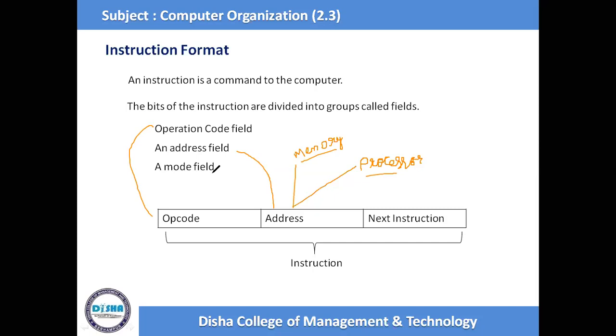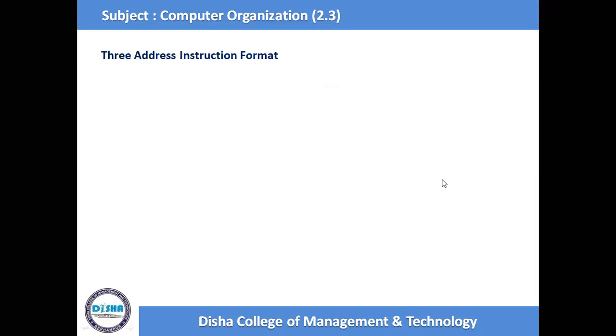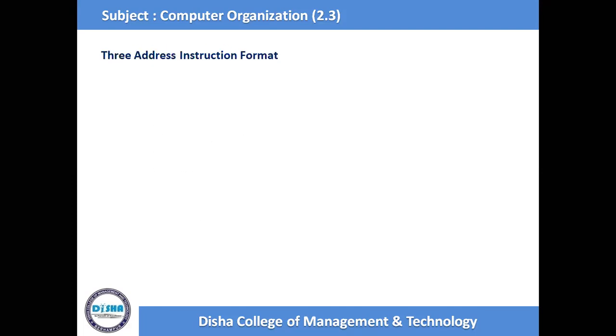In our coming classes we have addressing modes, where we will discuss the different types of addressing modes and their use. So this is all about the instruction, and again I would like to repeat: the instruction is nothing but a command to the computer to perform a given task. Instructions can have different formats like three address instruction, two address instruction, one address instruction, as well as zero address instruction.